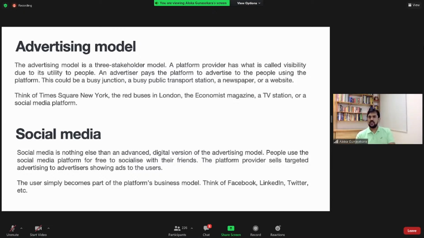Social media is another business model. You have all these influencers, and these are essentially guys who are making use of social media to earn a buck out of it. Absolutely nothing wrong with it.